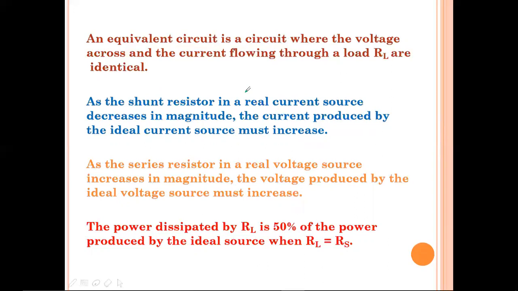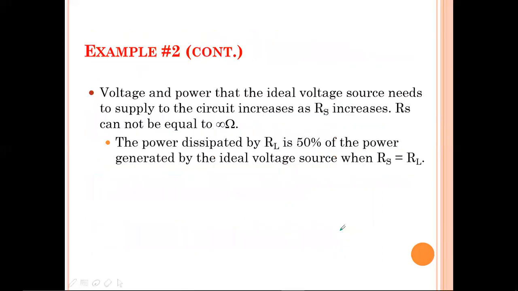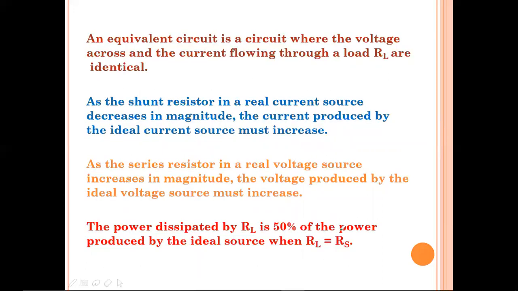Last point: the power dissipated by RL is 50% of the power produced by the ideal source when RL is equal to RS. In our previous slide, instead of power produced, I mentioned power generated. There are ideal voltage sources and ideal current sources. A combination of voltage source and current source is nothing but power. So that is the reason I mentioned only ideal source.